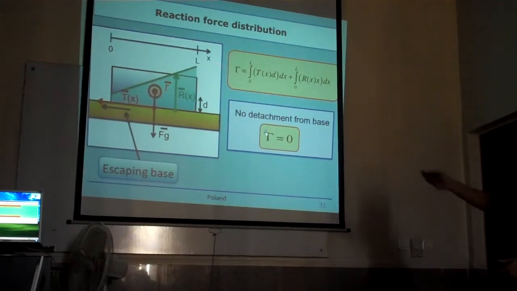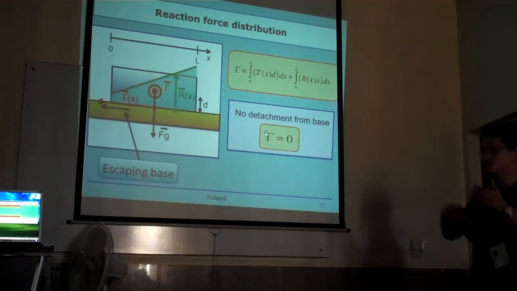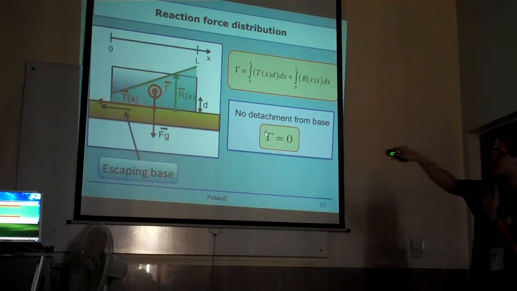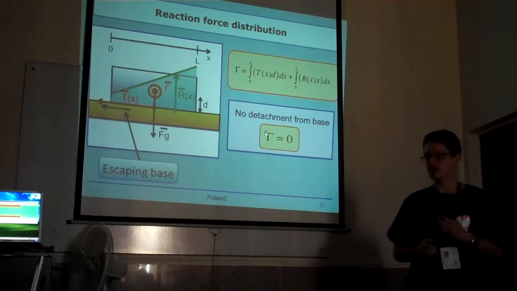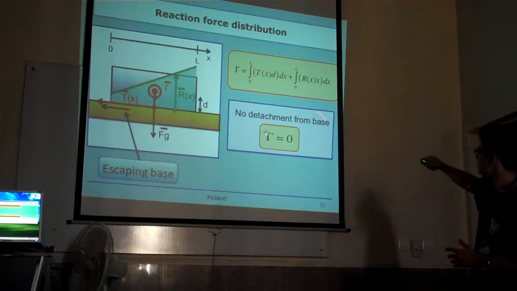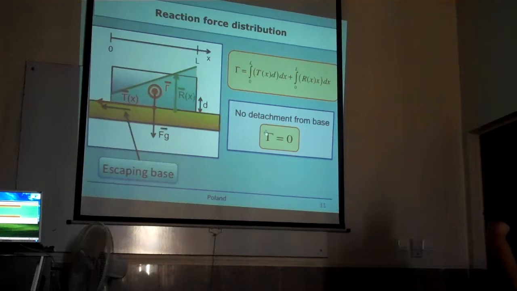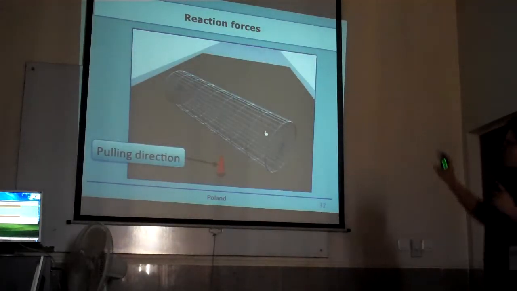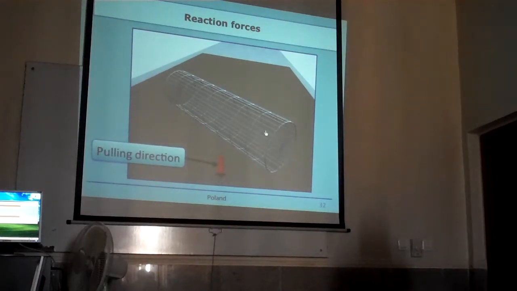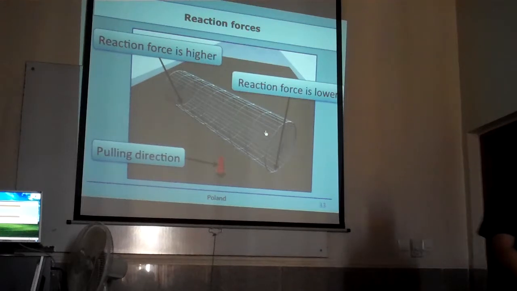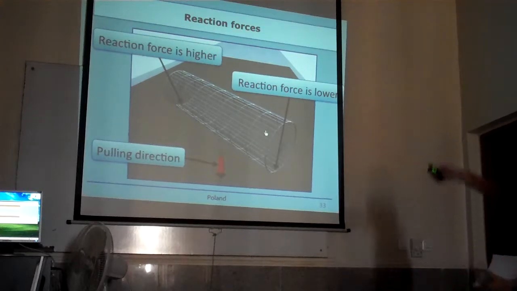We need to talk about the distribution of reaction force along the surface of our block, and we would need to calculate the torque as an integral over this distribution. In order for there to be no rotation and no detachment from the paper, we demand the torque to be zero at all times. If we have a cylinder placed on our paper and the paper is pulled out in this direction, we can show that the reaction force will be higher at this point, which is farther, and lower here.